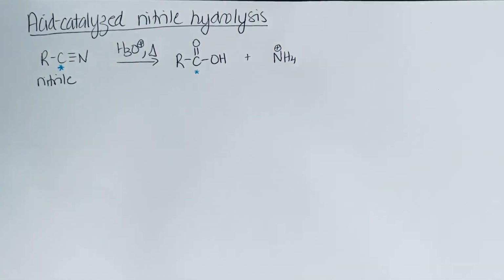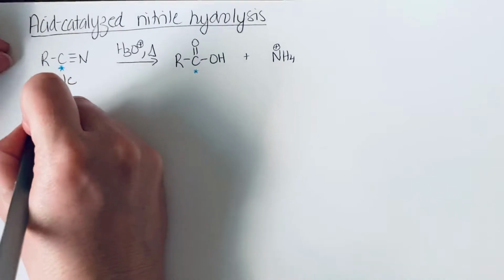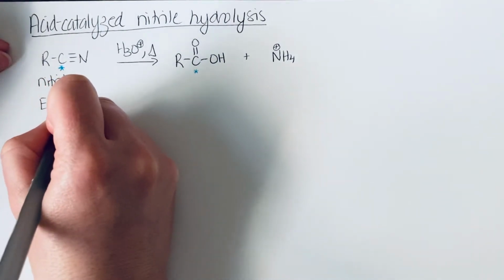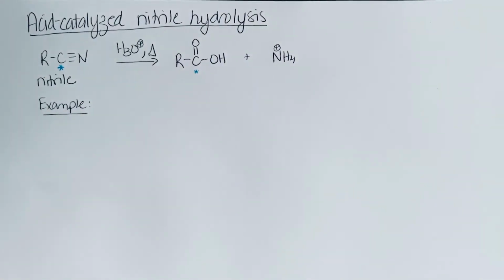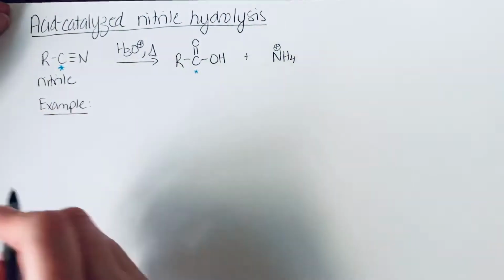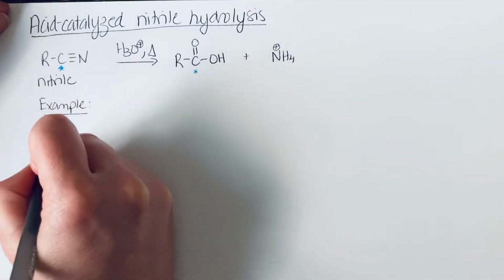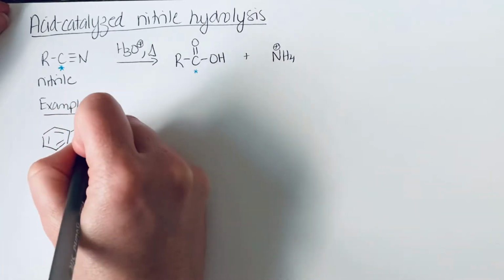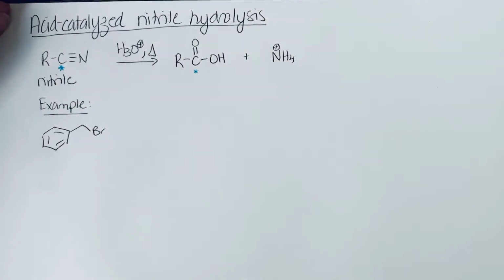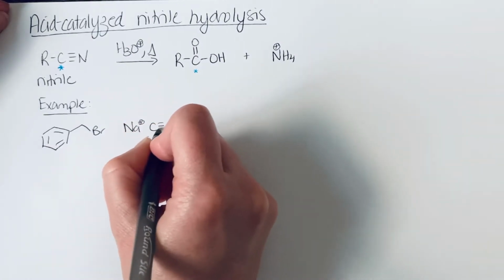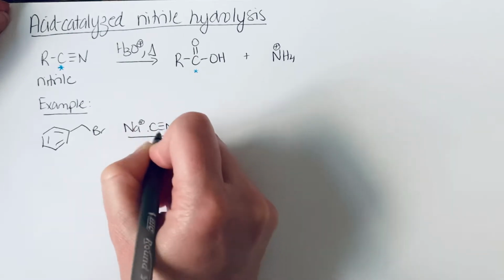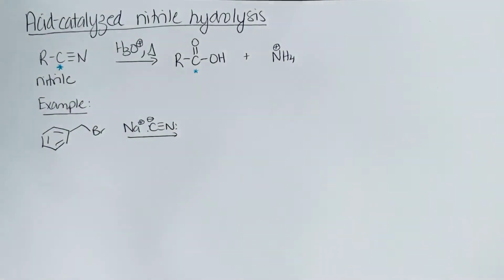All right, so let's take a look at a specific example. I'm actually going to add an extra step to this example. I'm going to make my nitrile first, and then I'll do the hydrolysis, because I want to remind you of a reaction that we saw in the first semester class. If you had something like a primary alkyl halide and you treated that with sodium cyanide, you could very easily do the SN2 reaction. So this is a really good way to make a nitrile.